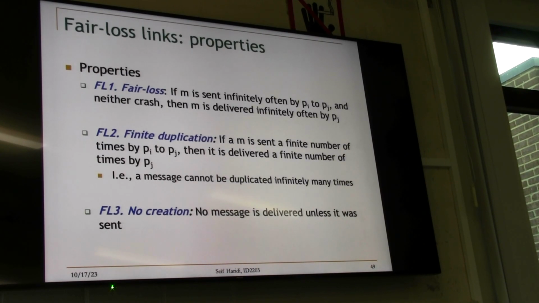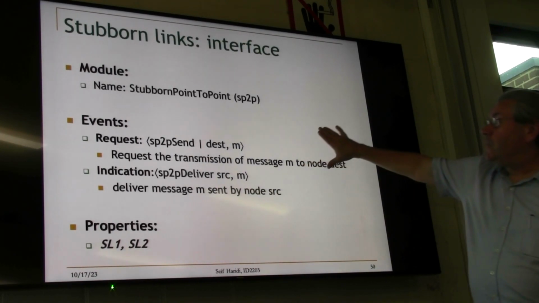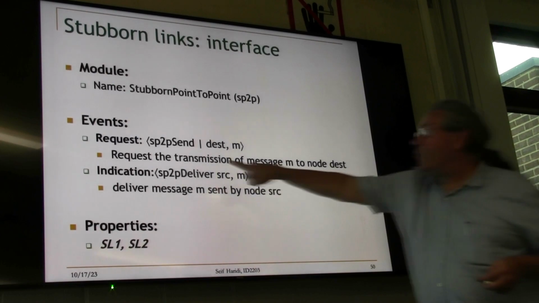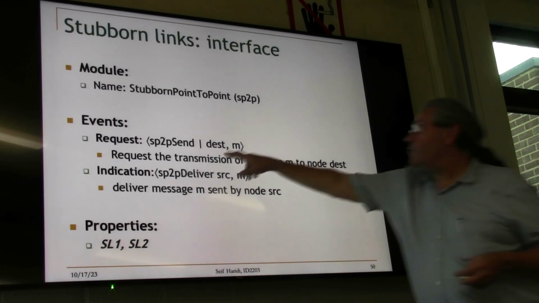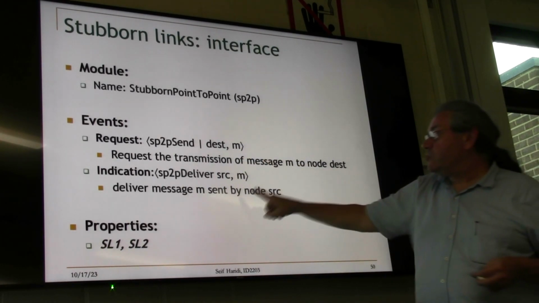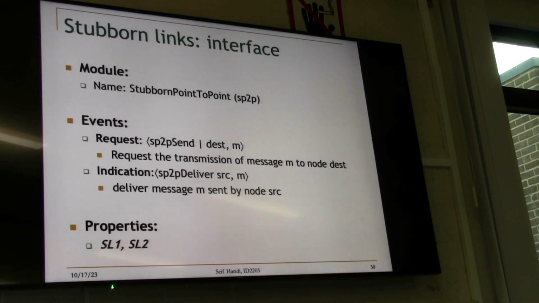So now I'm going to write some code. But I want to define this middle layer first, which is the stubborn links. The fair loss links will arrive with some non-zero probability, but the stubborn links, they will keep arriving infinitely. So here is the interface again. So here we have a stubborn point-to-point send. Again, you have two records, destination and message. I request the transmission and I deliver. And I have two properties here, SL1 and SL2.